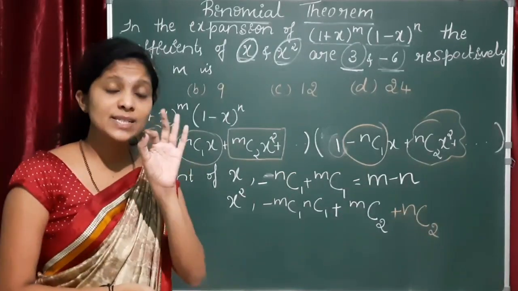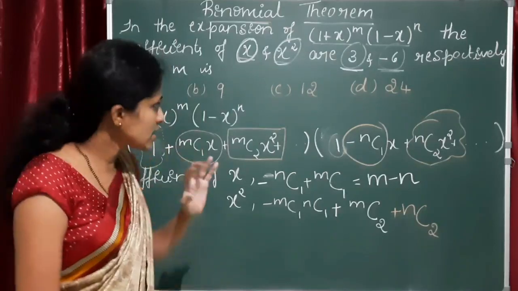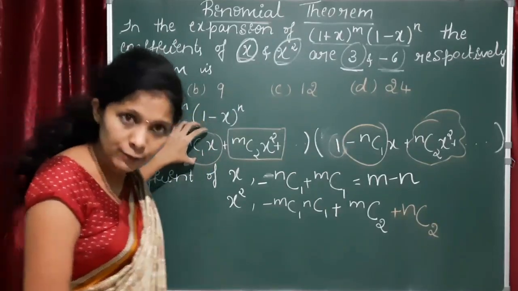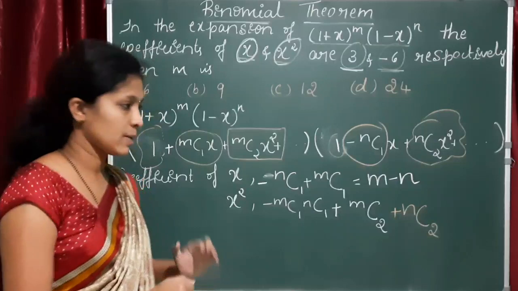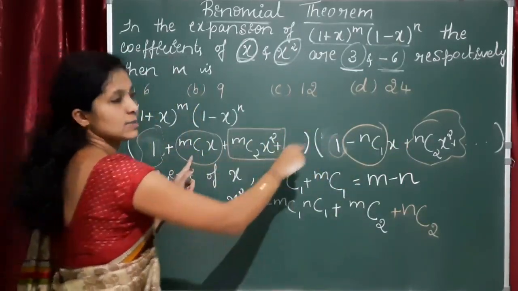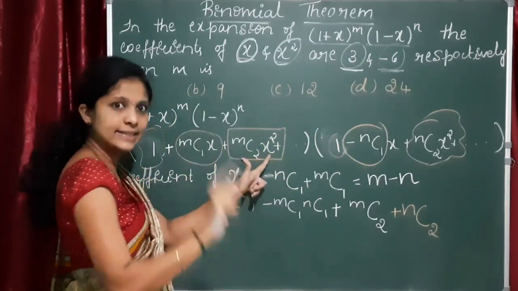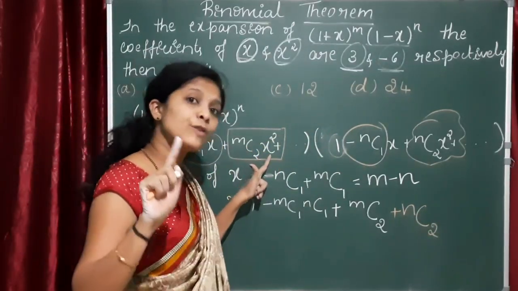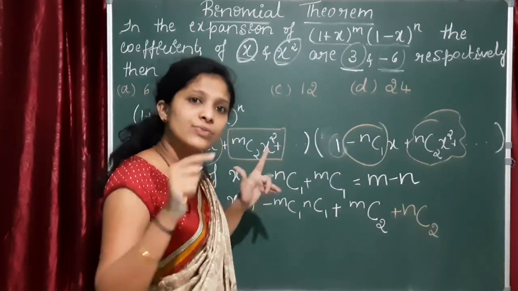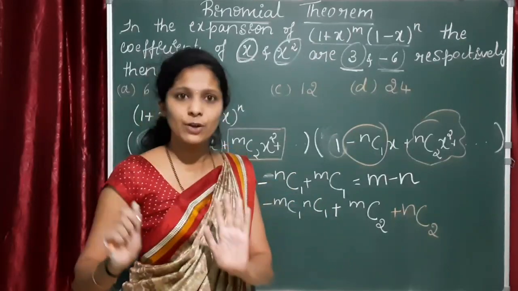See, just the thing is, we are finding the coefficient of x and x square. You just have to multiply each and every term. If you want, write one more step. 1 is multiplied with that, plus so on. Then mc1x is multiplied with that, plus so on. Then till x square you multiply. It's enough, because we are finding the coefficient of x and x square. Then check where we'll get the coefficient of x and where we'll get the coefficient of x square.